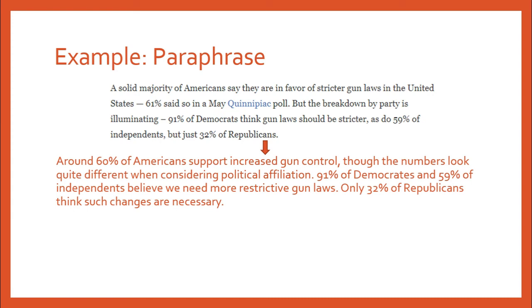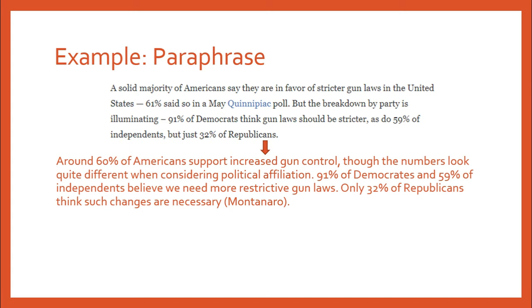So our paraphrase of the paragraph from NPR, again, around 60% of Americans support increased gun control, though the numbers look quite different when considering political affiliation, and so on. So that's the information that I've paraphrased, and so we can just start there. First, we paraphrase the information. And now that we've written our own version of the paragraph from NPR, then we add the author's last name, and that goes in parentheses.